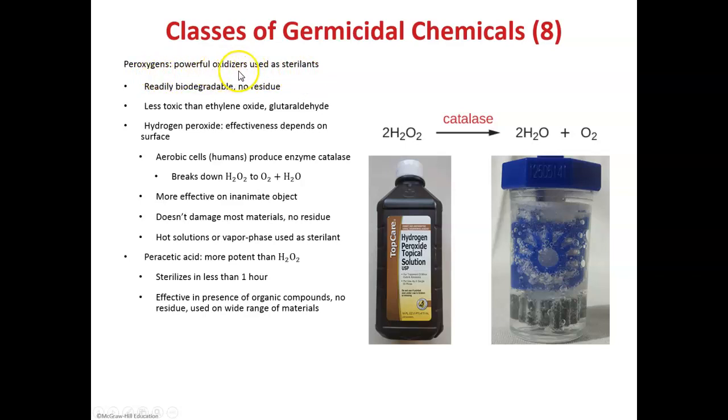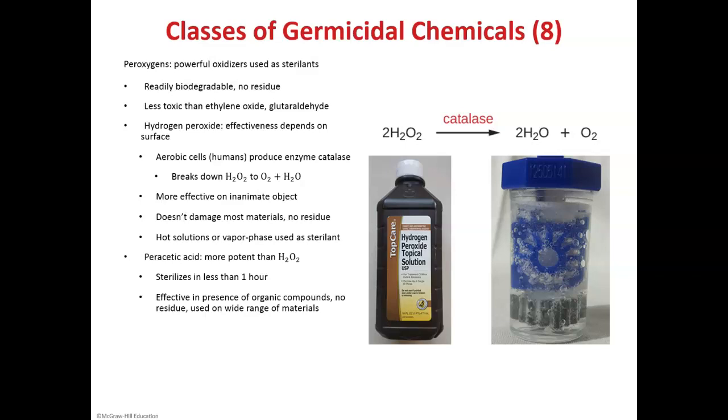So these also are powerful oxidizers. They don't produce any residue. They're very biodegradable. They're not very toxic. So relatively, they're safe. How they work is peroxygens will break down the cell structures, and so they bind to the plasma membrane of cells, or they bind to DNA, and they basically act as free radicals, and they damage and destroy cells.